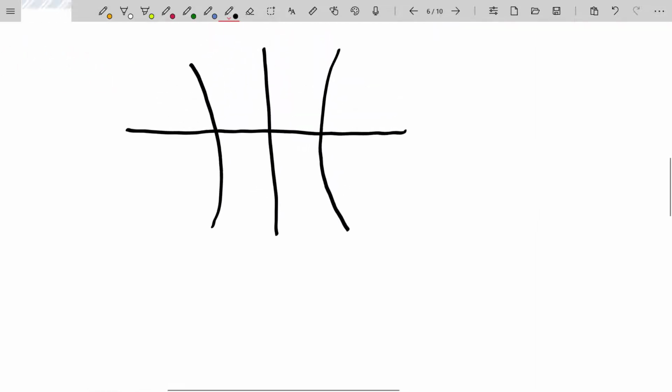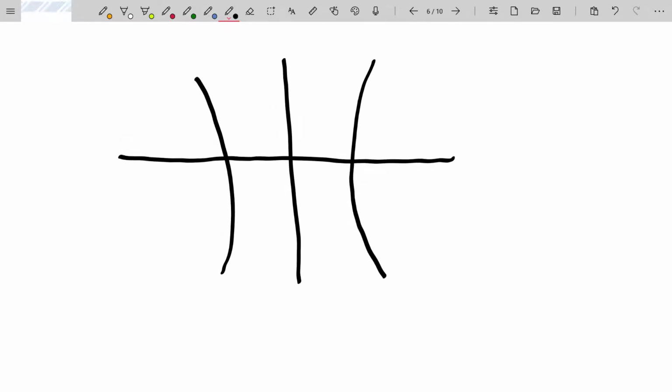Now remember, by definition, a hyperbola is the set of all points where the difference of the distances between those points and two fixed points is constant. And those fixed points will be called the foci. So let's go ahead and plot some foci here. We'll say this is focus 1, and this is focus 2.